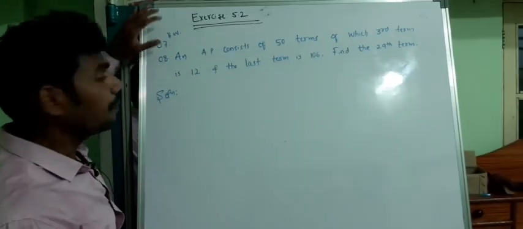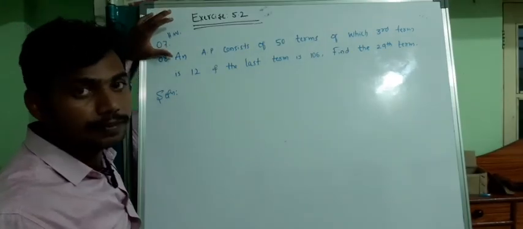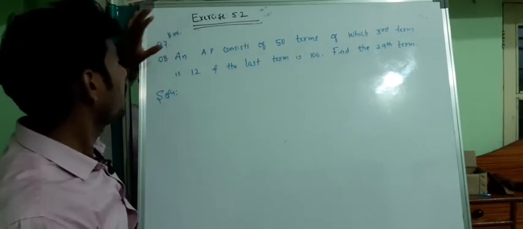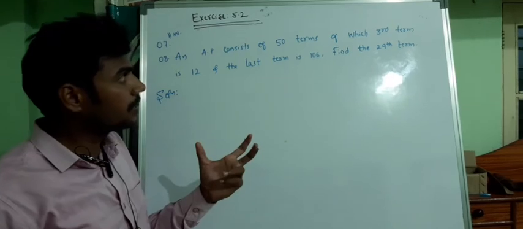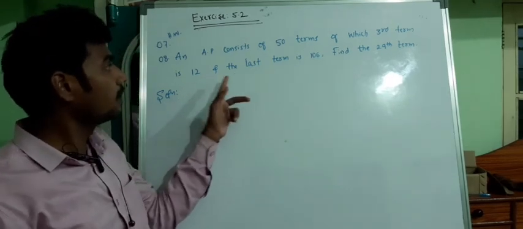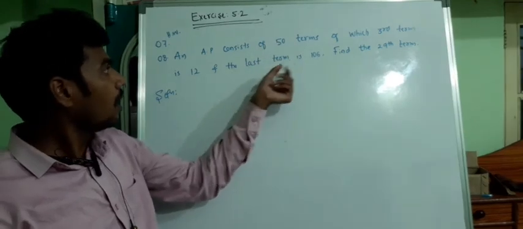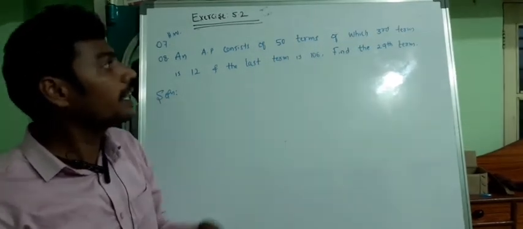8th question. 7th will be homework. Try to calculate. If you have any confusion, please let me know. I'll help you. 8th question. An AP consists of 50 terms, of which third term is 12 and the last term is 106. Last term means 50th term. And find the 29th term.